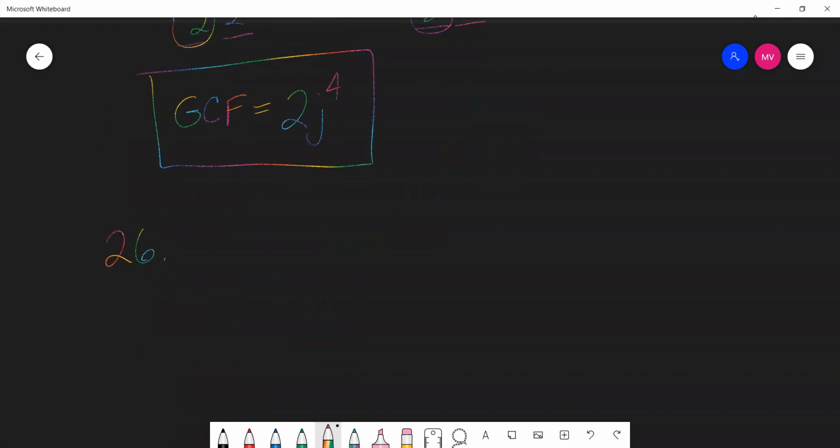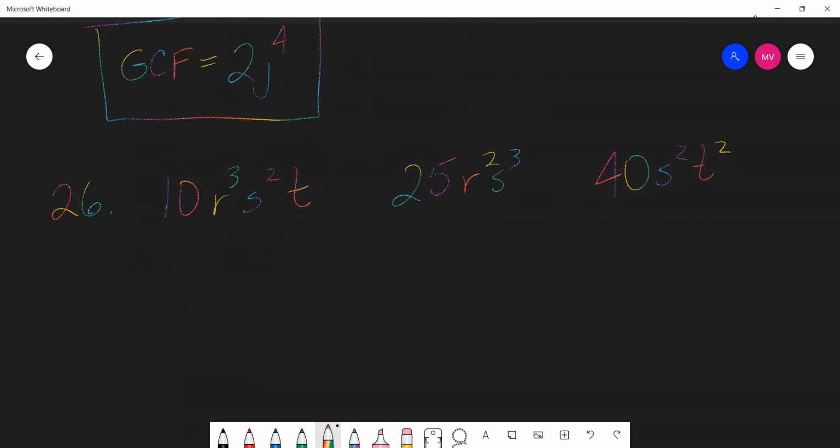Let's move on to number 26. 26 is 10 r cubed s squared t, 25 r squared s cubed, and 40 s squared t squared. Right? I think I wrote that down right. 10, 25, 40. Okay. All right, so let's go ahead and do the prime factorization for our coefficients, and then we'll look at our variables.